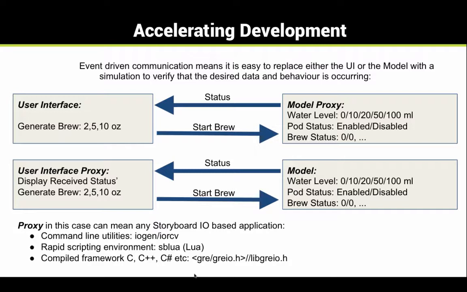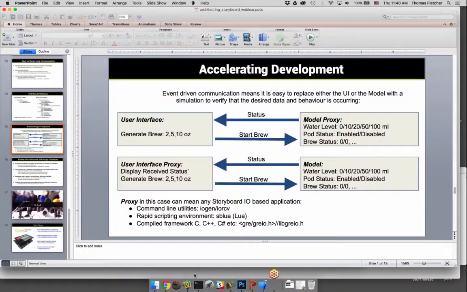The model proxy is not a real implementation, it's a simulation. It could be implemented using some command line scripts, it could be implemented using Lua, it could be implemented in C or C++. But the important thing is that you don't need to have all the functionality of the model available to start interacting with the user interface. Similarly, we can turn that around, and we can say the core team can build their model without the UI team having any progress made on their general presentation, and they can do that because, again, we have an event communication specification.